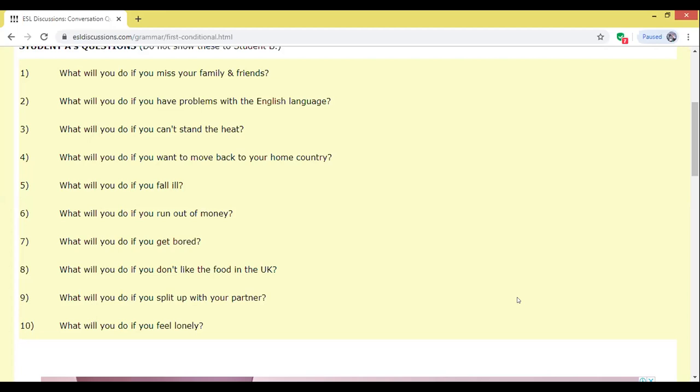If I could be in contact with them, for WhatsApp, for example. Very good. So if I miss my family, I will have contact with them by WhatsApp. One more example before you start talking among yourselves. Any example for number one? If I miss my family, I will try to come back. Good. I'll try to come back.